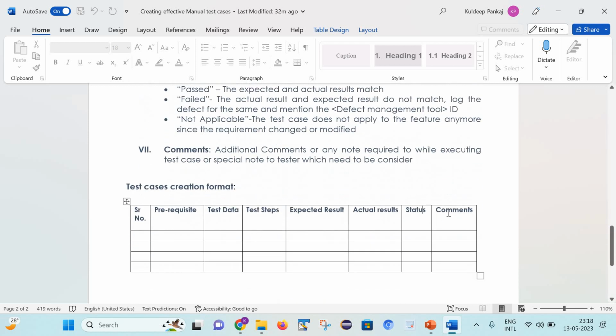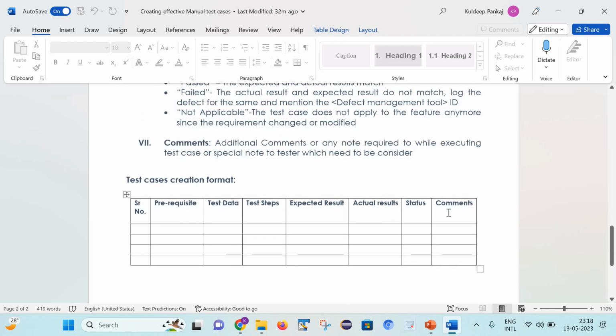So friends, that's it for today's session. I hope it is helpful to you for writing effective test cases. In case you have any comments, please let me know what kind of standard practices you are following while creating test cases in your organization.